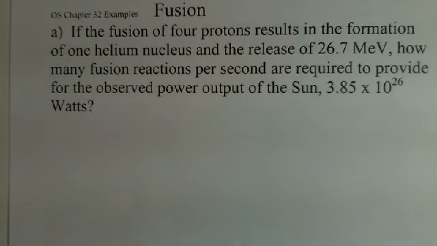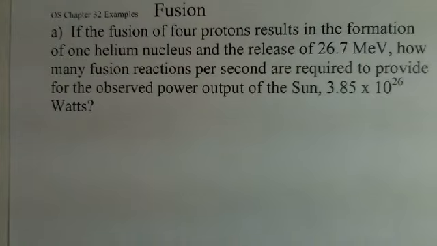So how many fusion reactions per second are required to provide this observed power? The luminosity of the sun, 3.85 times 10 to the 26 watts. 3.85 times 10 to the 26 joules per second. So how would we go about that?